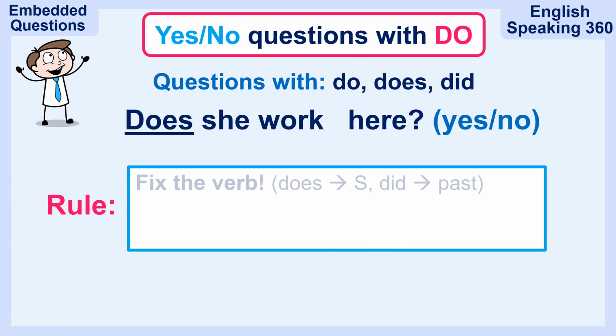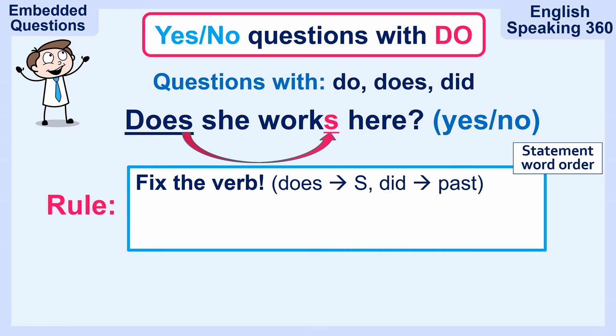Here's the rule to follow. First, you have to fix the verb. If the auxiliary is does, you have to add an S to the verb like we're doing right here. If the auxiliary were did, then you would use the past of the verb. You would use worked with ed at the end. And that is the statement word order. She works here. So for embedded questions, we don't use the question word order. We use the statement word order.